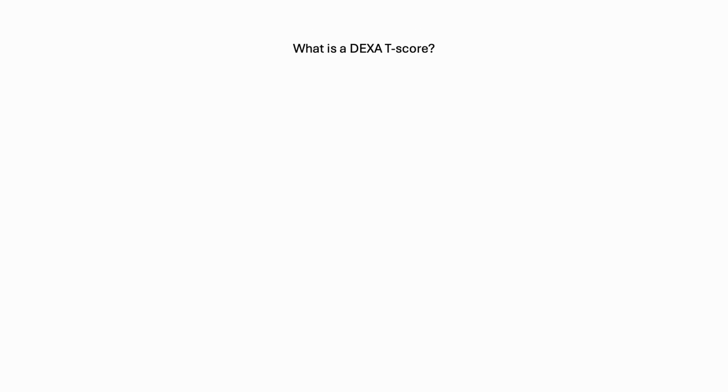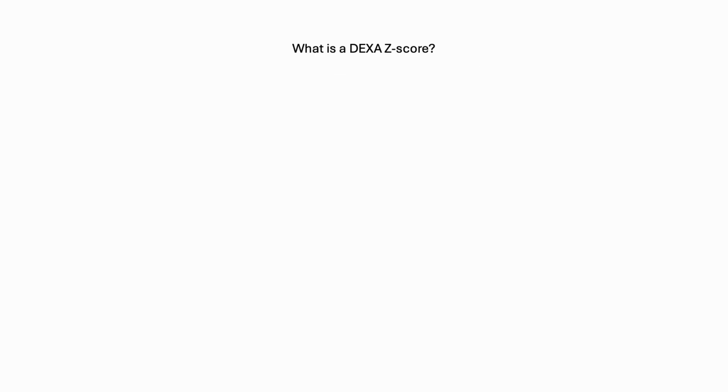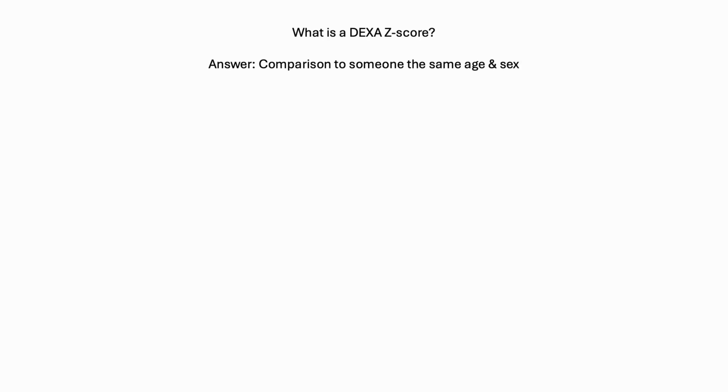What is a DEXA T-score? So when you do a DEXA scan, it's going to give you a T-score and a Z-score. The T-score compares that person's bone mass to a healthy 30-year-old. What is a DEXA Z-score? So with the Z-score, they're comparing it to someone the same age and the same sex.